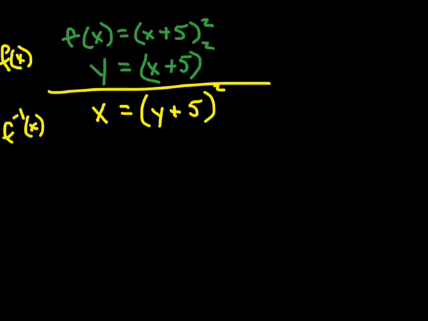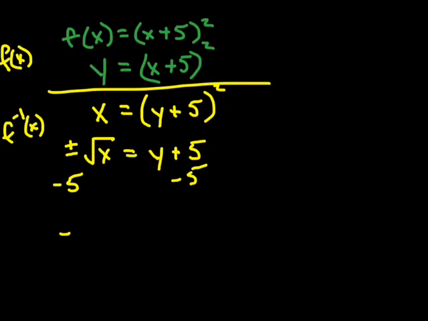From here we continue to solve. We're going to take a square root of both sides. When we put in a square root, we need to put in a plus or minus. From there, we're going to subtract 5 from both sides. And when we subtract 5 from both sides, we'll be left with negative 5 plus or minus the square root of x equals our y.